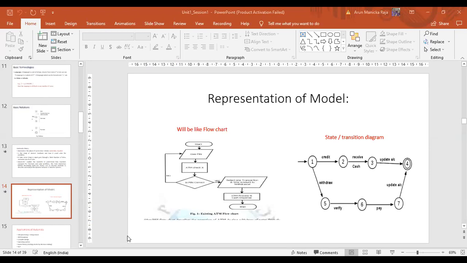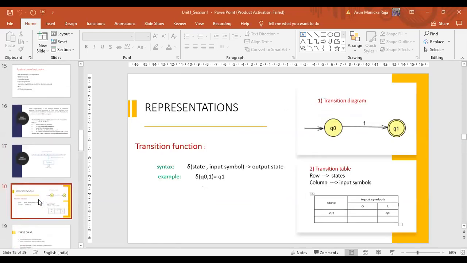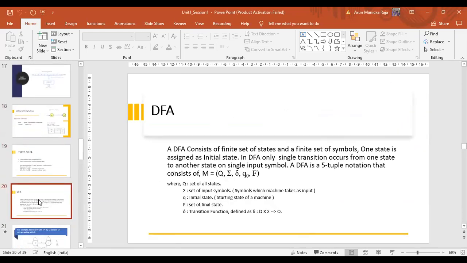Then NFA? In an NFA, there exist many paths for a specific input from the current state to the next state. So this is finite automata, and DFA and NFA.